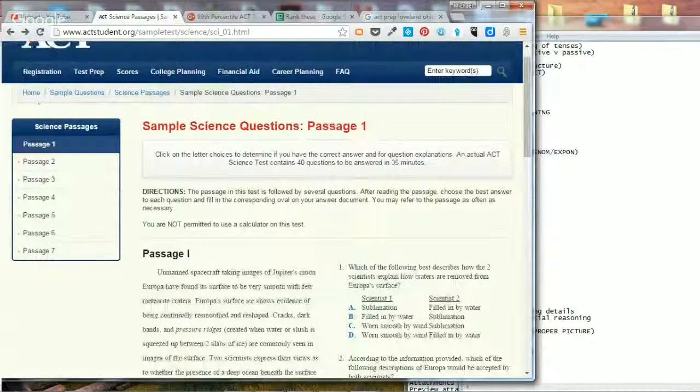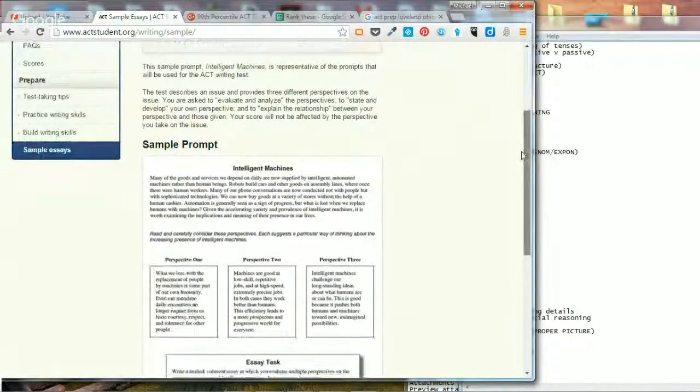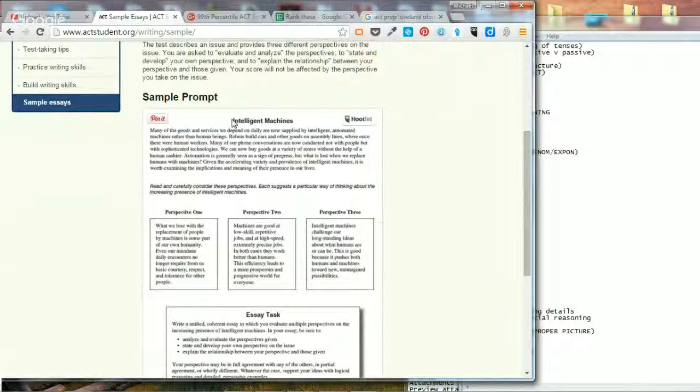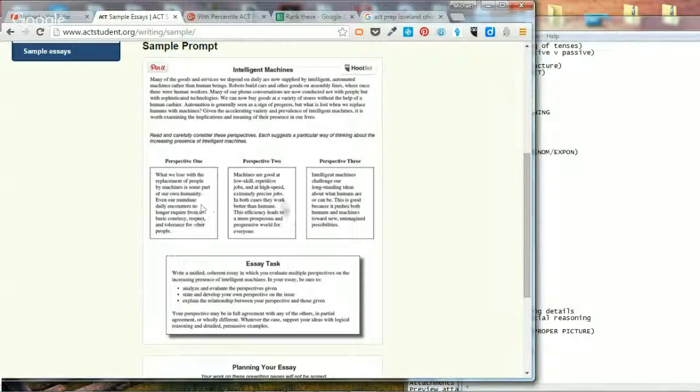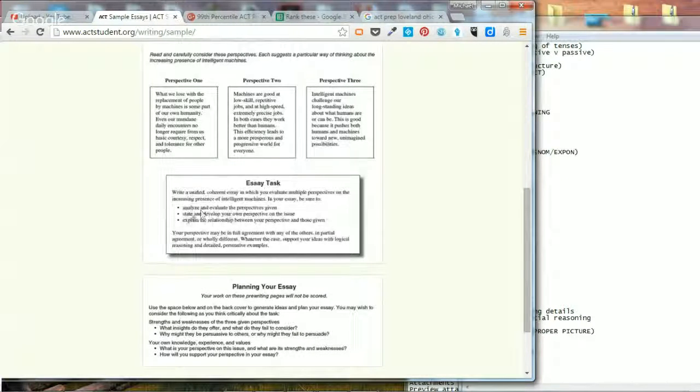Finally, we have our writing section. And notice that the prompts have changed in the past 6 months to reflect the new nature of the ACT. So the ACT got their act together before the SAT did. And we actually have perspectives that we need to comment on. So we're trying to get into the mind of the author and ask ourselves, how would I defend this position or this position or this position? So with each of these, we want to analyze and evaluate the perspective, state and develop your own perspective on the issue, and explain the relationship between your perspective and those given. So we can summarize and try to defend and point out weaknesses in each perspective, show whether we agree with one, or we have our own unique perspective that doesn't agree with any of them.